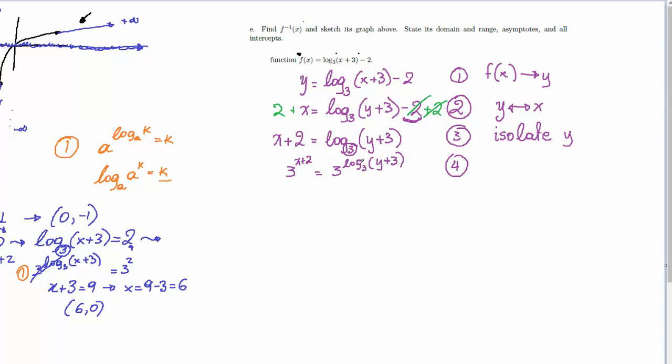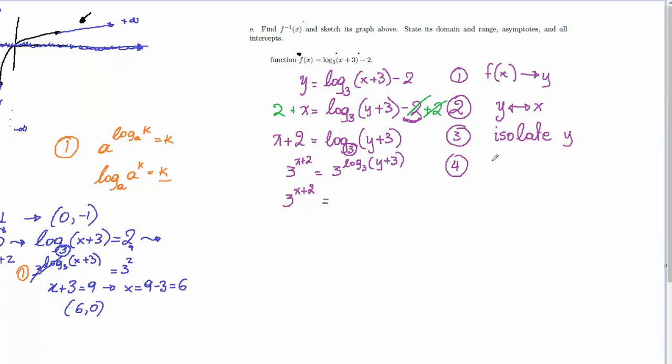Why am I allowed to do that? I am allowed to do that because x plus 2 is equal to log with base 3. And since I use the same base, then these two quantities will be equal as well. Okay, now the left side of the equation is an exponential expression now, 3 to the x plus 2.